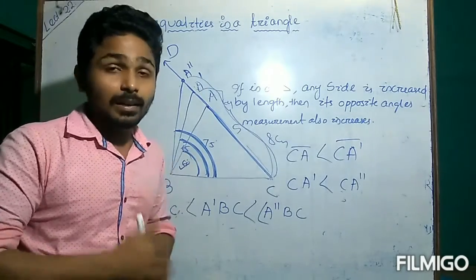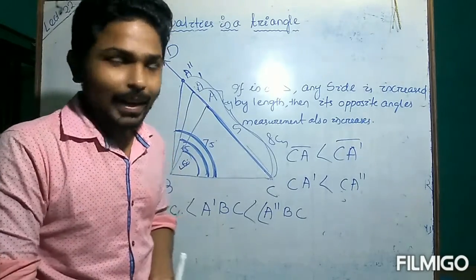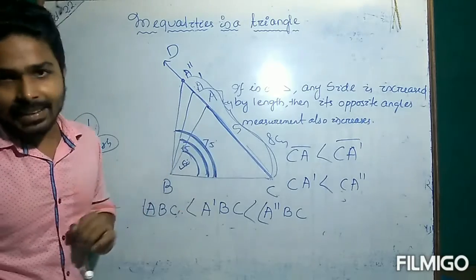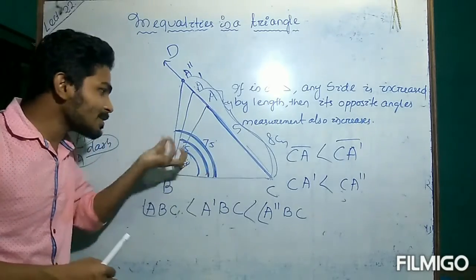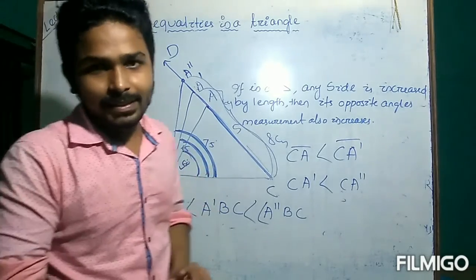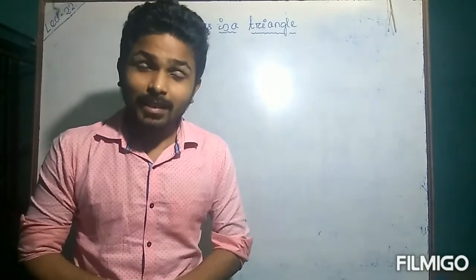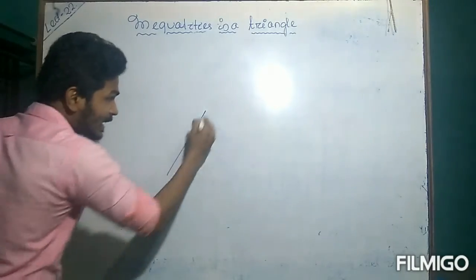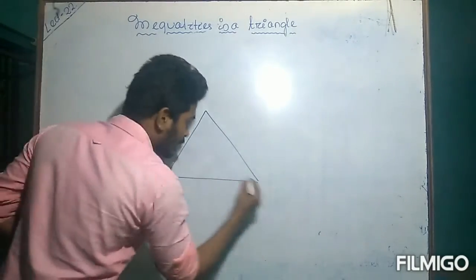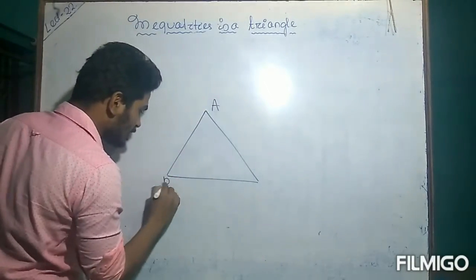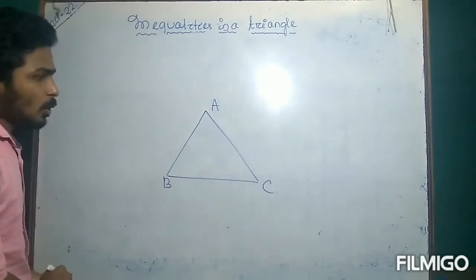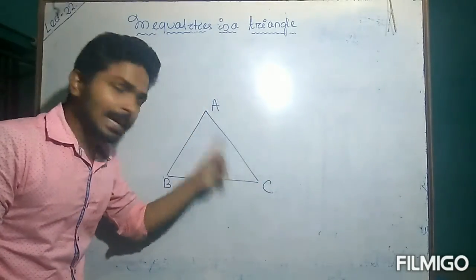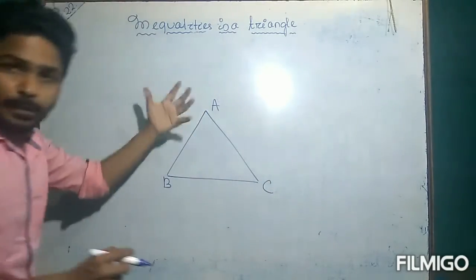Okay, now we'll understand the second concept, where we have decreased the length of the side, then what happens to the angle. So let us understand the second concept. Okay, so for this we have to first draw a triangle ABC. Suppose this is the triangle ABC. Now we have to take this side AC, like the previous one.